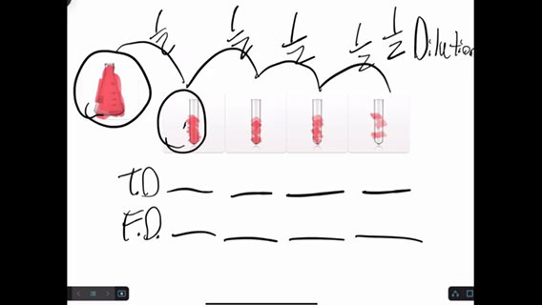So for our total dilution, what is our dilution factor? It's 1/2. It's just 1/2 for all of these. It's whatever your dilution factor is. If we did 100 of these, our total dilution would still be 1/2. Our final dilution is different though.